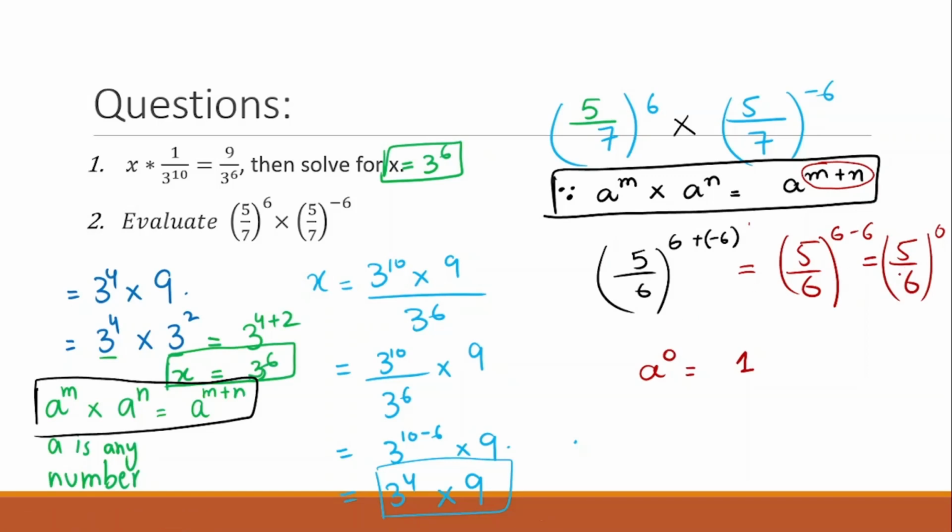It means (5/7) to the power 0 is 1. So the answer for (5/7) to the power 6 multiplied by (5/7) to the power minus 6 equals 1. So this is your answer.